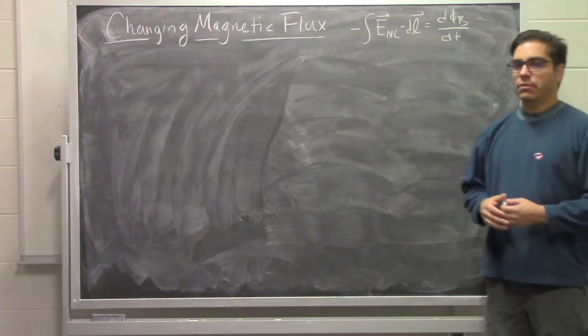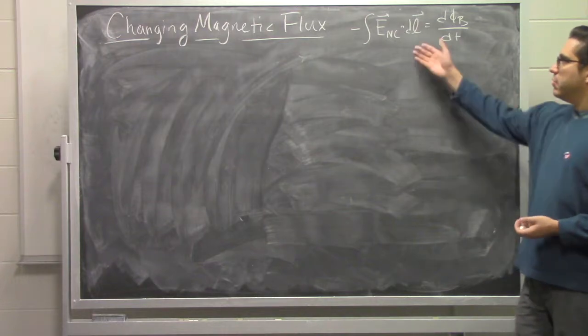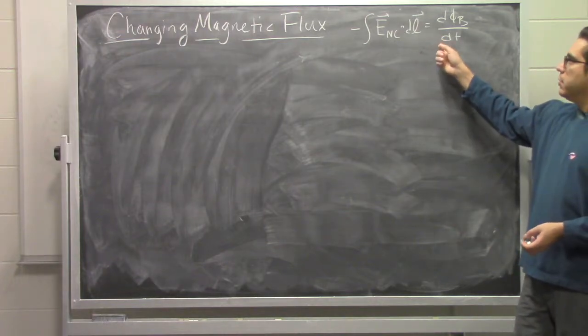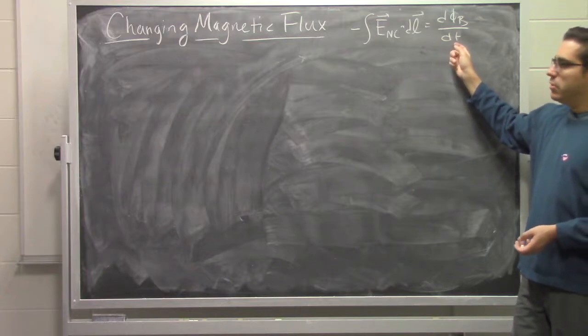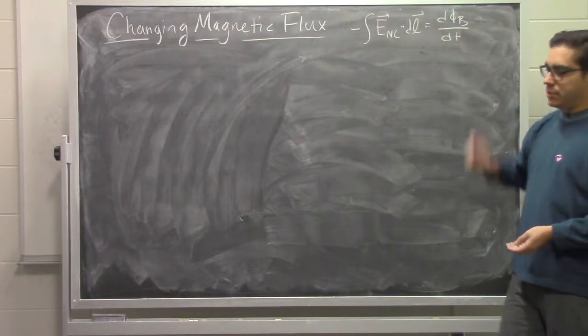So in this video, what we're going to do is start to unpack parts of Faraday's law. I've written Faraday's law up here, and the part that we're going to deal with right now is what happens when we talk about a changing magnetic flux. What does the magnetic flux mean, and what do we mean by changing?